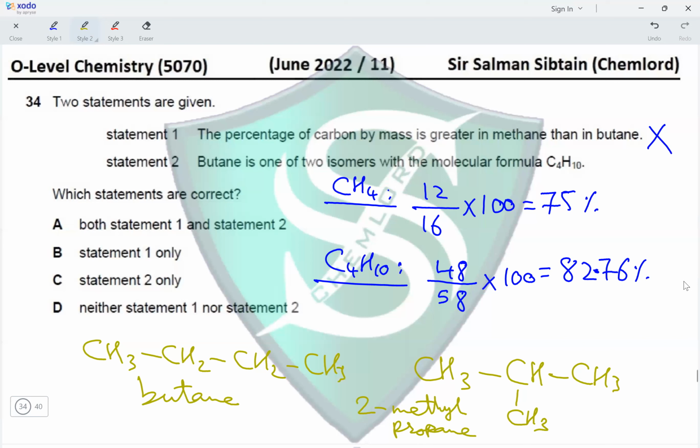There is no other isomer of butane that is possible. So statement 2 is correct. Now let's look at the options given. Both statements 1 and 2 are correct. No. 1 is wrong, 2 is correct. Statement 1 only is correct. No. Statement 2 only is correct. Yes. Neither statement 1 nor statement 2. No. So this makes option C the correct option for this question.